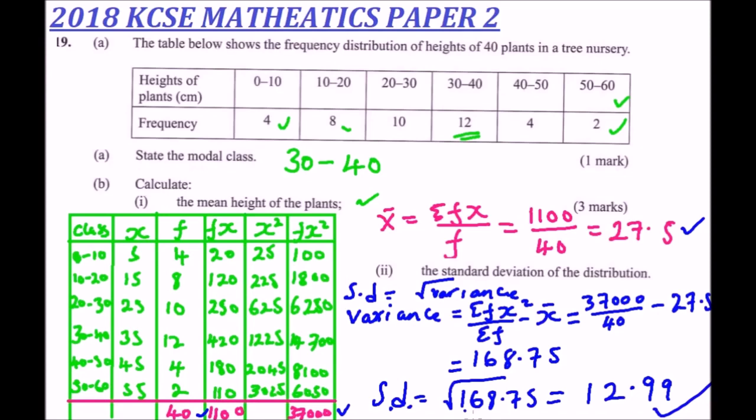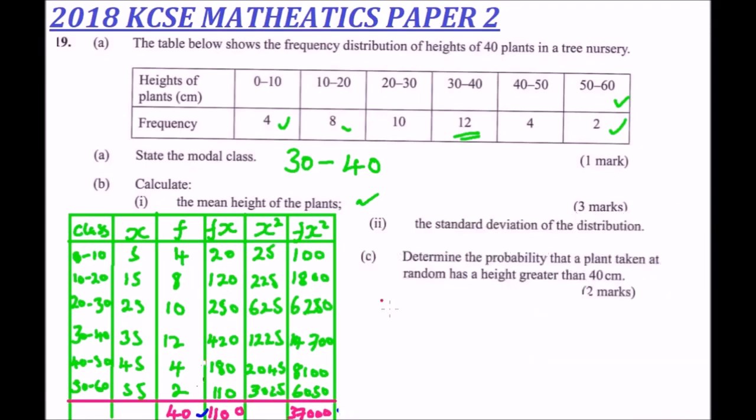We now go to part C of this question. So part C of this question, we are required to determine the probability that a prime taken at random has a height greater than 40 centimeters. So if you come to our table here, the primes between 40 and 50, we have 4. Between 50 and 60, we have 2.